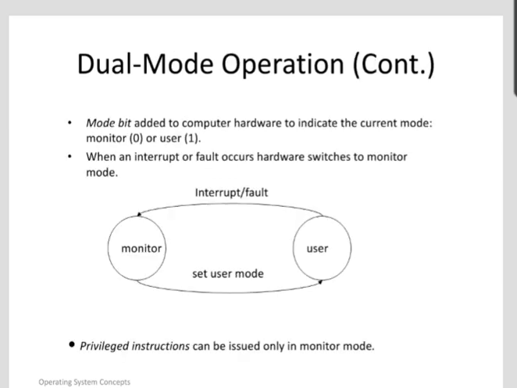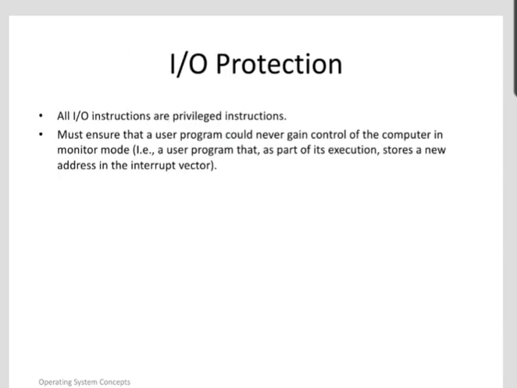In dual mode operation, a mode bit is added to the computer hardware to indicate the current mode, that is monitor 0 or user 1. When an interrupt or fault occurs, hardware switches to monitor mode. Privileged instructions can be issued only in monitor mode. Here the diagram shows the monitor mode and the user mode. From user to monitor it is an interrupt or fault. From monitor to user it is set user mode.